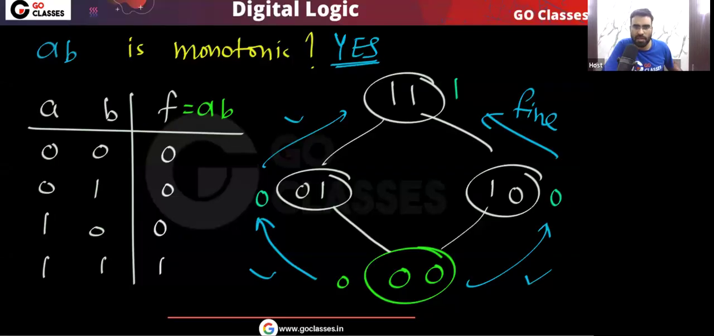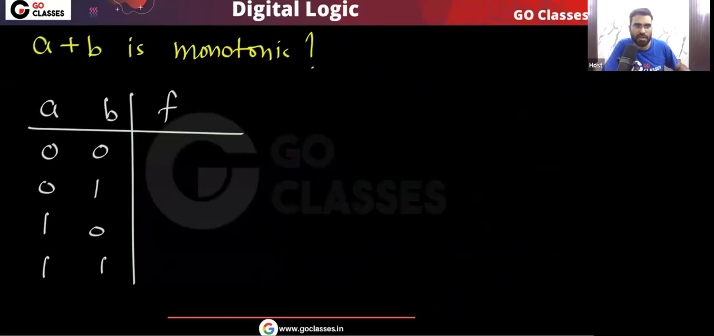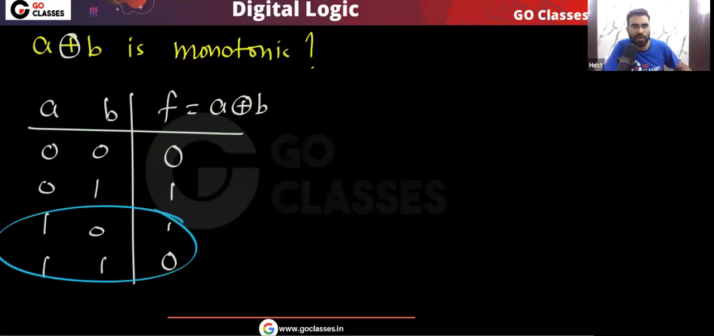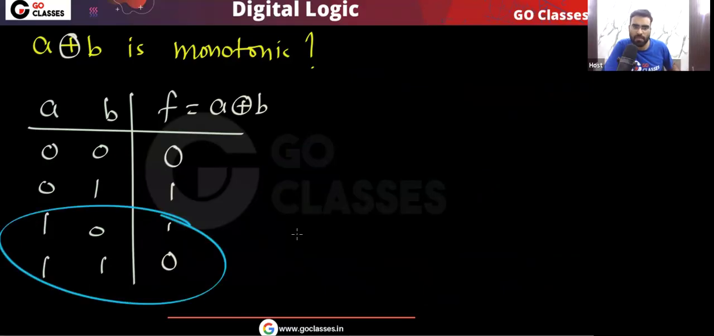So checking monotone or not is very simple. It is not complicated. What about A XOR B? Tell me. Let me know, is this monotonic? 0, 1, 1, 0. Is this monotonic or not? You can check. Here is the violation.